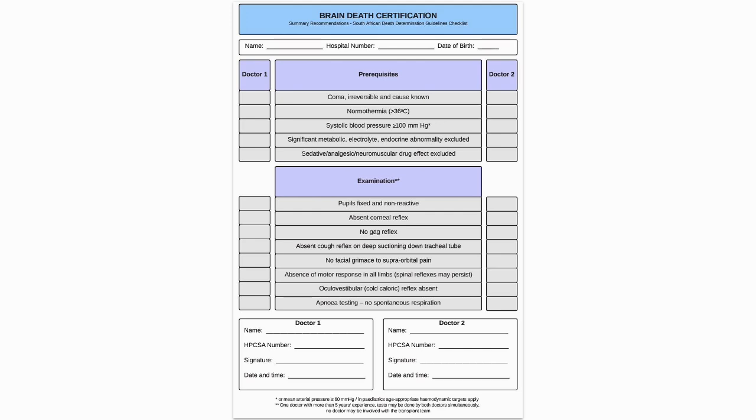And then you will move to the examination, as I explained in my previous slides, and then you will confirm your findings and you sign at the bottom as Dr. 1 or Dr. 2. And once this has been signed, then that is your time of death, okay? So once you've determined that the patient is brain dead, that is your time of death. If you need to do confirmatory tests, at the point when you get that test result, that is when your patient is brain dead.